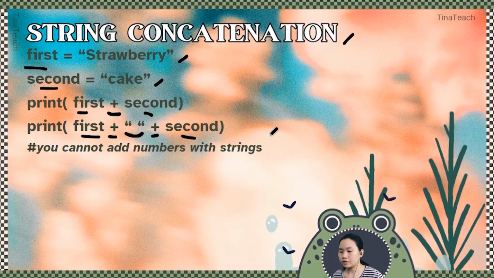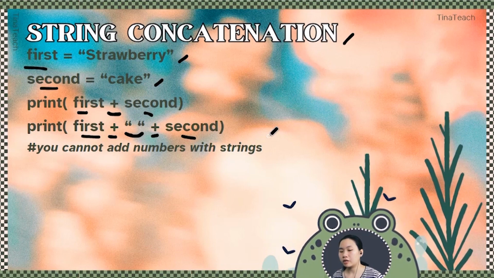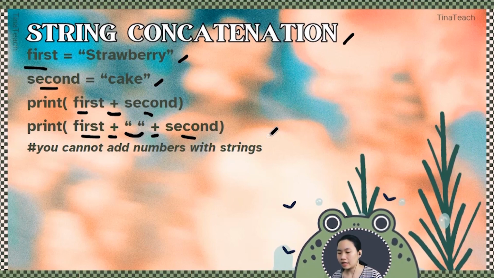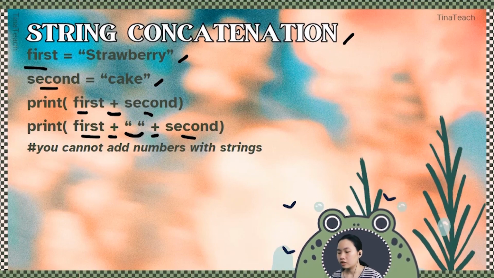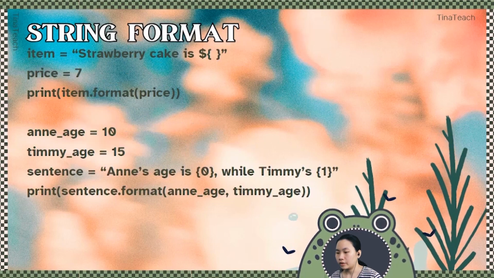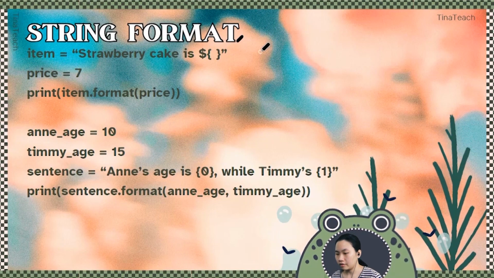Neither can you add strings with float, right? But obviously you can add string with string, and you can add numbers with numbers, or integers with integers, and float with float. So how do we get around that? We get around that with string format.